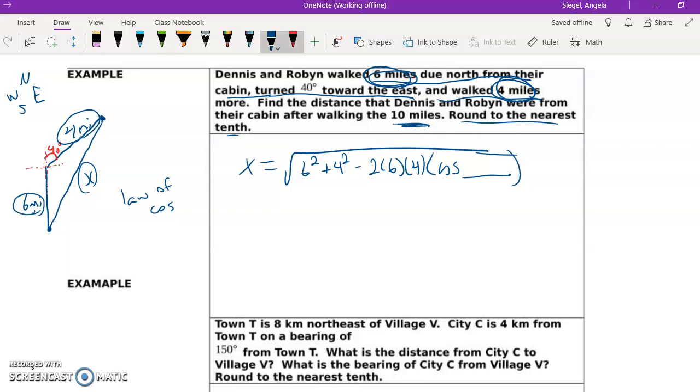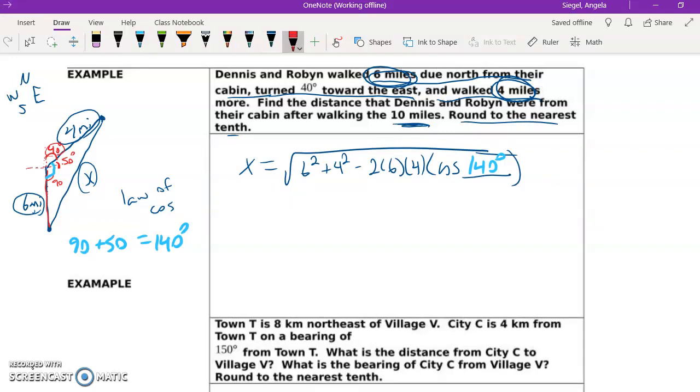So let's kind of break it apart. So if this is 40, I know that this has to be 50 degrees. So I know that. I also know that this part was due south, or they went due north, however you want to think about it. So this is 90. So that whole angle there, right here, is 90 plus 50, which is 140 degrees. So that's what I'm going to put in there. And so from here, it's a calculator problem.